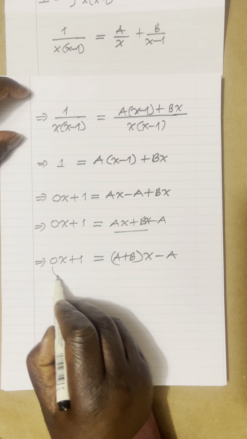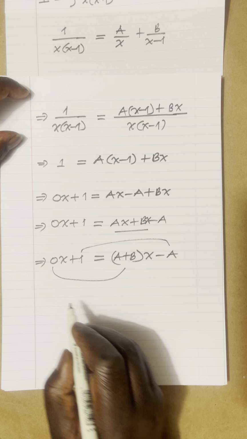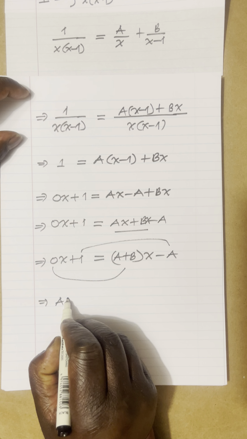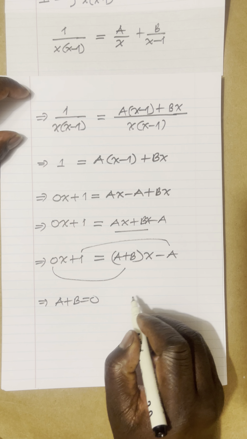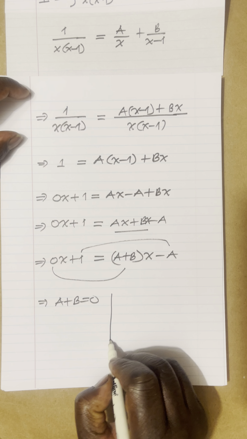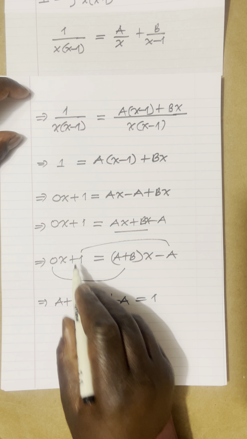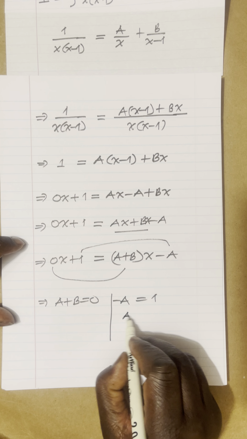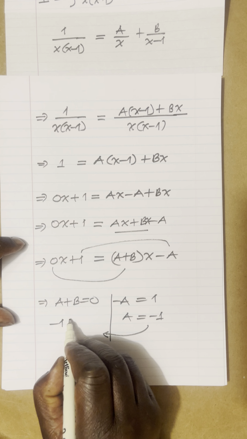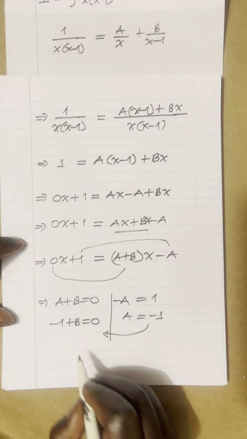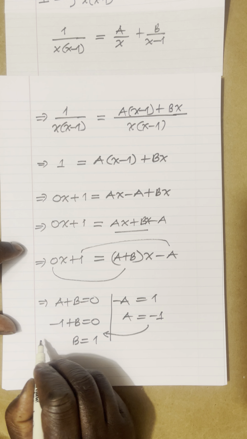Coefficients must be equated, that equated to that, and of course the constant term equated to the constant term. So basically we're saying a plus b is equal to 0, and then on the right hand side, minus a equals 1. So solving for a here, a equals minus 1, and bringing this one to the other side, we have minus 1 plus b equals 0. Solving for b, you'll agree with me that b equals positive 1.